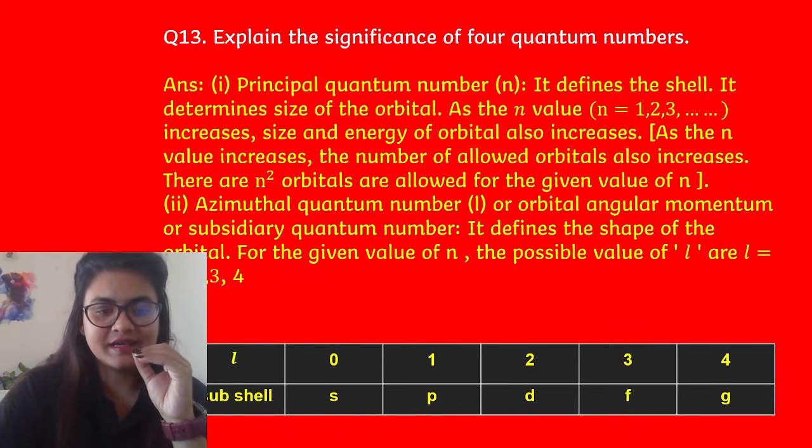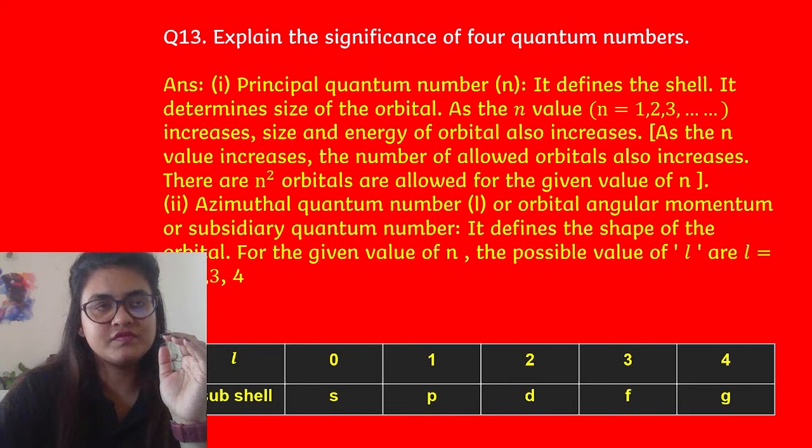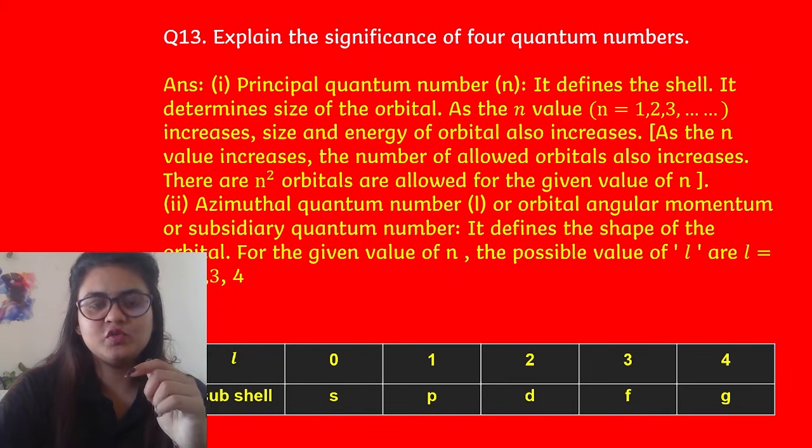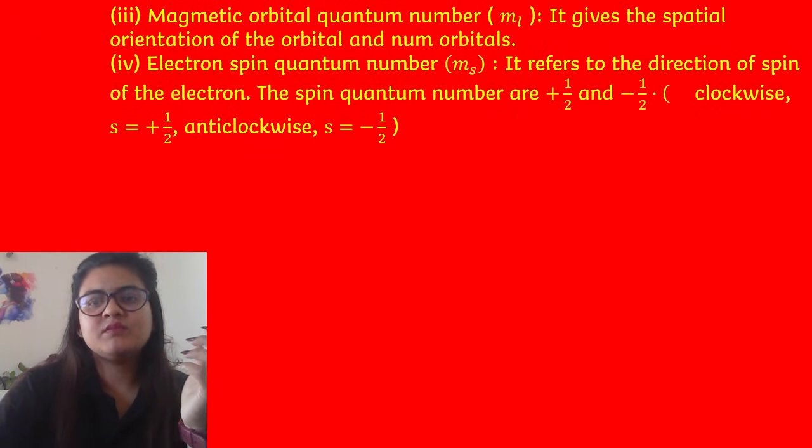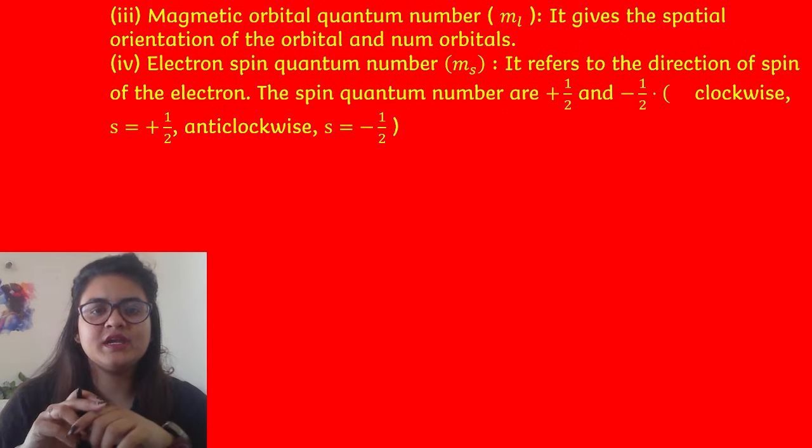Okay, next if you proceed, if you are having the L value like 0, 1, 2, 3, 4, then it will indicate the different subshell. Like if you are having 0, then it is S, if 1, then it is P, if 2, then D, if 3, then F, like that. Okay, next you can see magnetic quantum number, it gives the spatial orientation.